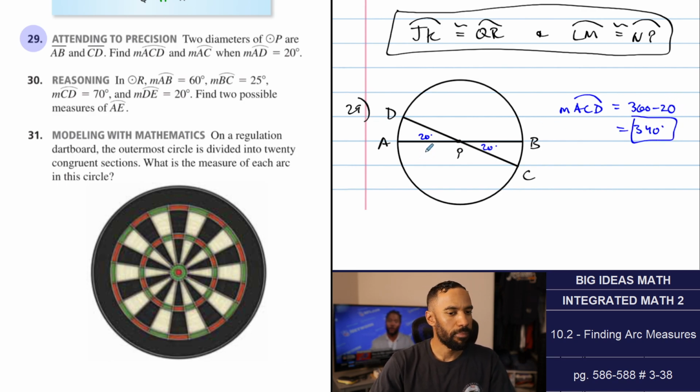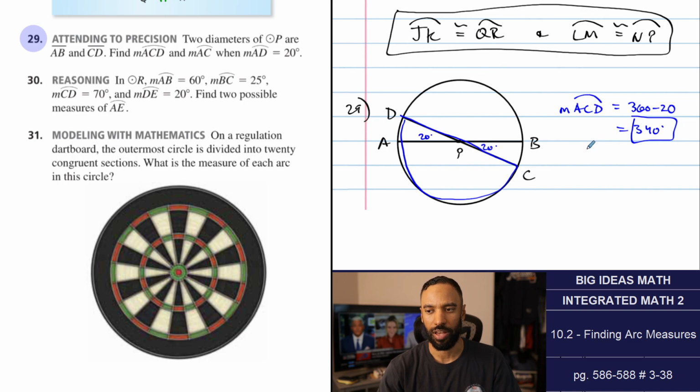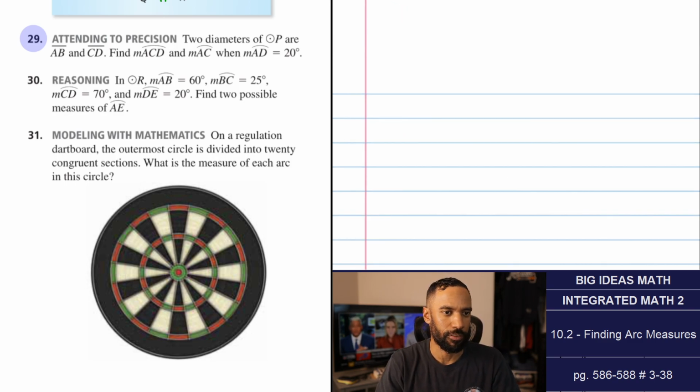And then they said measure of arc AC, this guy right here. We kind of saw the last question like this. Here's a semicircle, right, when it comes to diameter. There's a semicircle of 180 degrees. So measure of arc AC, we're going to take out the 20 degrees from there, and we get 160 degrees, like so. All right, those are the two. And yeah, the drawing, it did help. Even if it wasn't helping for me, hopefully it helped you teach in what we're doing.